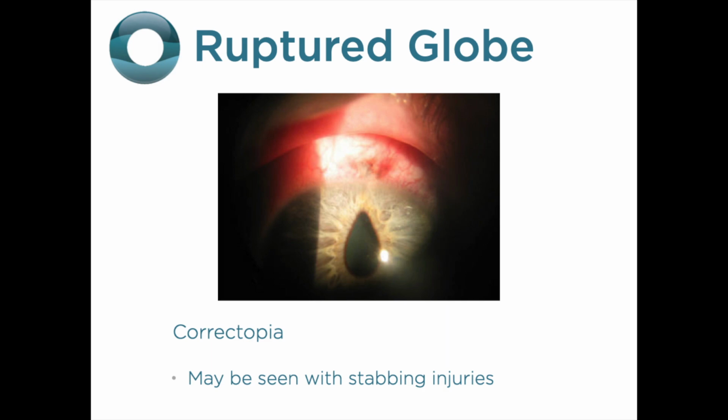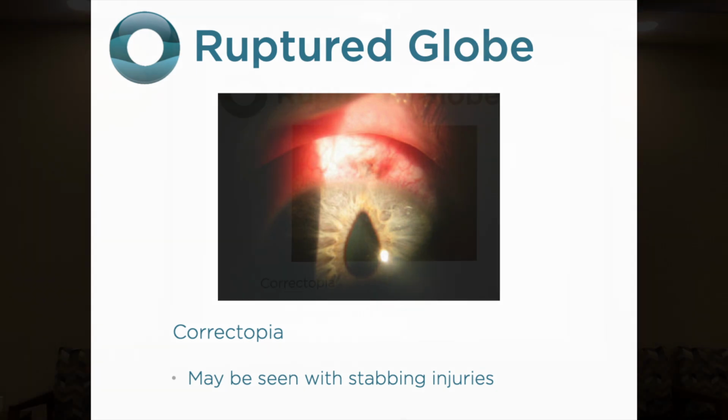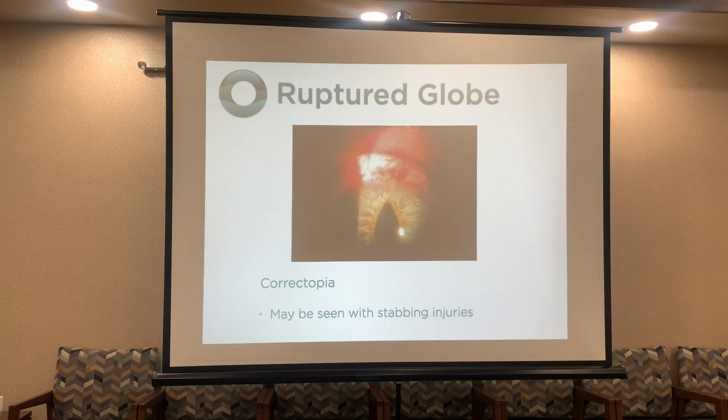And that's because there's a perforation here. Maybe they were hammering in their garage and they felt like something hit the eye, and you look, there's something here, the iris is pointing to it. That's a sign of perforation. That's a ruptured globe until proven otherwise.